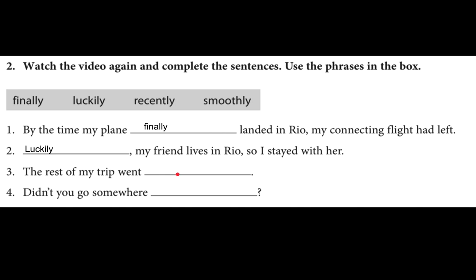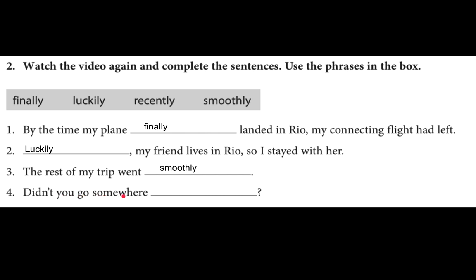The rest of my trip went smoothly. So smooth is very soft and something goes very well. If you ride a bicycle or drive a car on a very nice road, it's very smooth. Your journey goes smoothly on the road. But if the road is bumpy like this, then it's very rough. It doesn't go smoothly. There are many problems. But smoothly, there were no more problems.